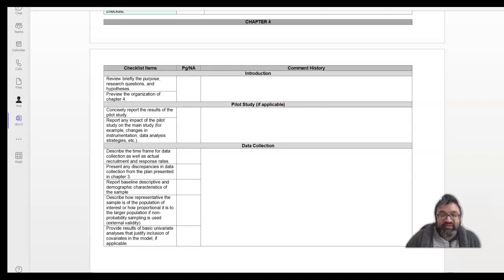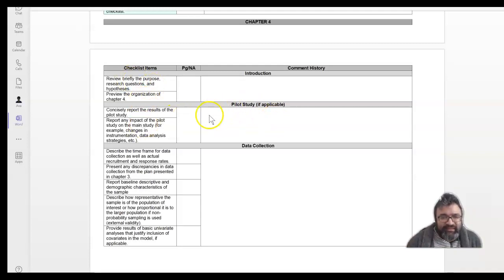And if we take a look here, you start with the introduction. And in the introduction, you provide a preview of the organization of Chapter 4 and then briefly review the purpose, research questions, and hypotheses. And you might be wondering how you can fit that all in one paragraph, since the introduction is not very lengthy. And so this is a very brief overview, not intended to go into any detail about the research questions, just the ideas that you're using, a brief synopsis of that.